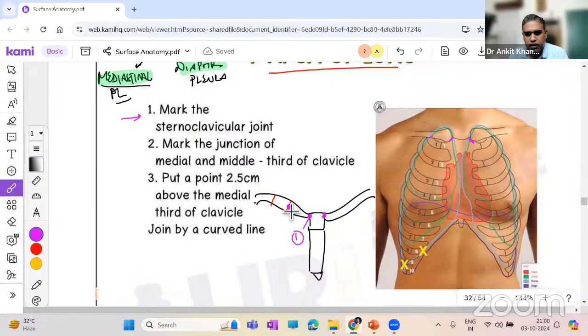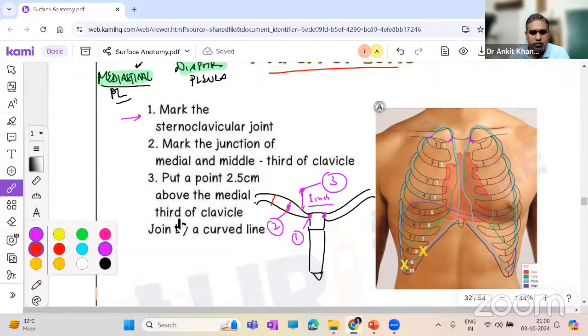So this is point number 1, this is point number 2. And they're saying put a point 2.5 centimeters, or 1 inch, above the clavicle. So just measure around 1 inch. Point number 3 is over here, 1 inch above the clavicle. And then join these points with the red color with a curved line. This shows you the cervical pleura.